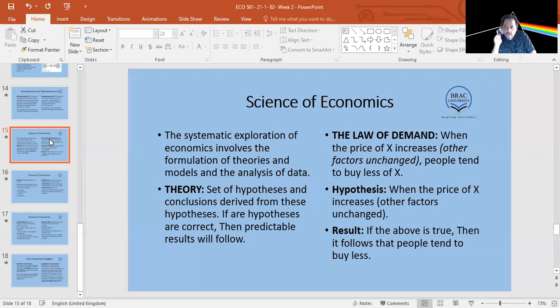Now, if the above is true, then the opposite would be that people buy just the opposite. Later on, we will see when these hypotheses don't work, or under what environment.